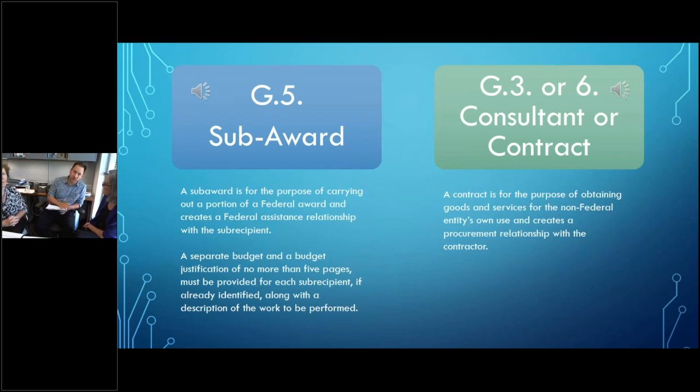Now this is different from, let's say, what we talked about before with a consultant. That's a very specific service. It's a procurement relationship. You come up with an agreement for them to provide one specific thing or several specific things throughout the life of the project. They're not coming to the PI meetings. They're not involved in the research. They're just completing a task for the project, and they would go in a separate category. They're not a subawardee.